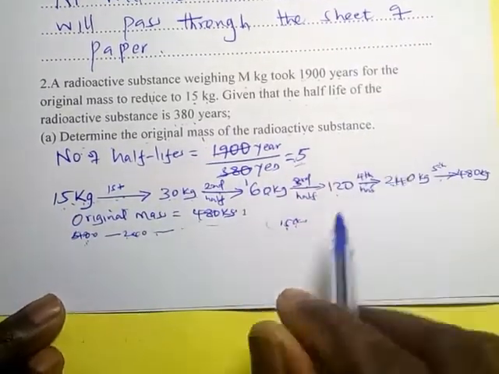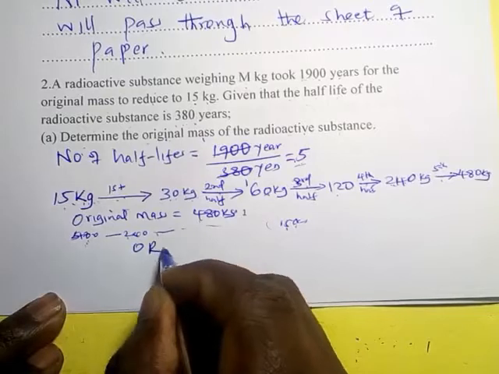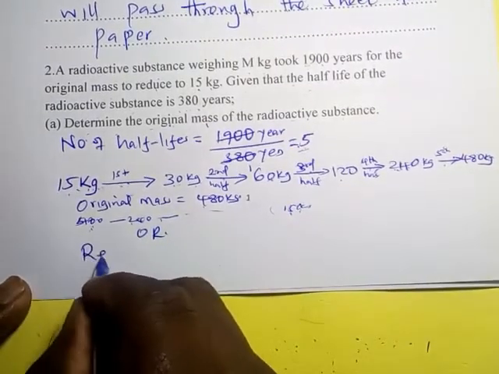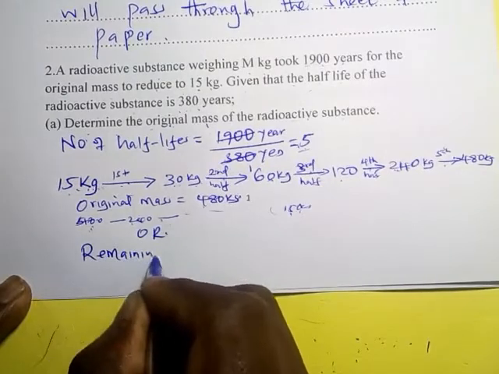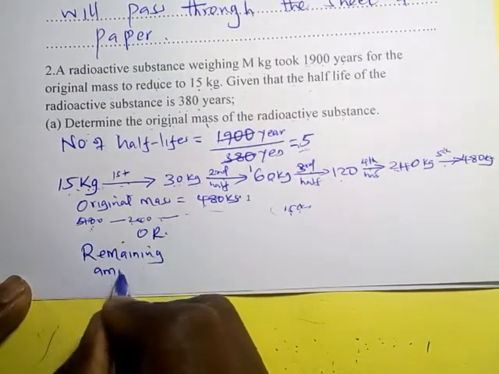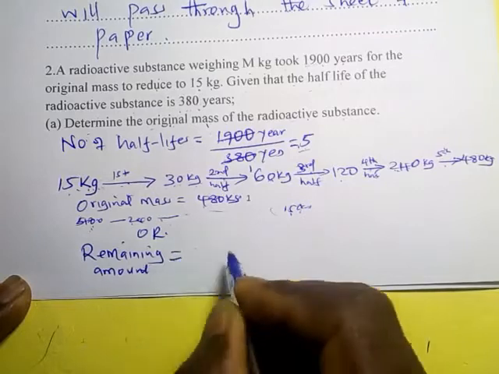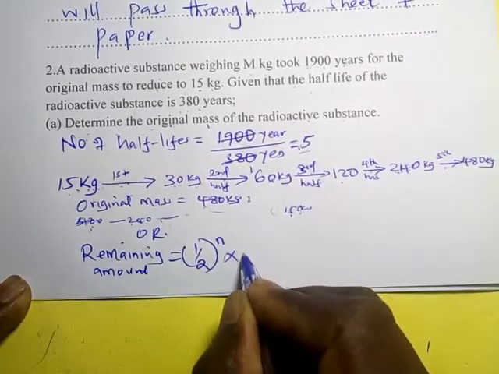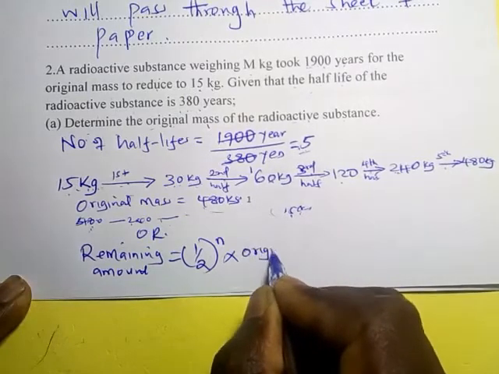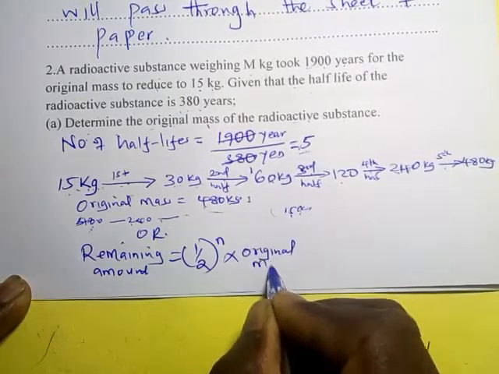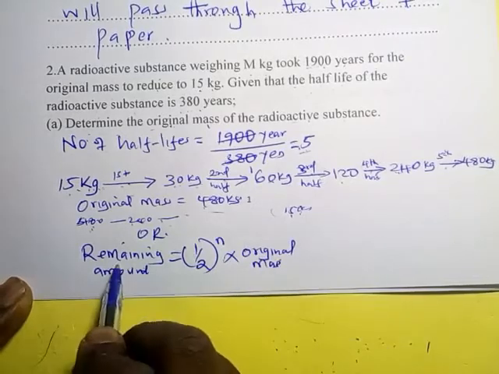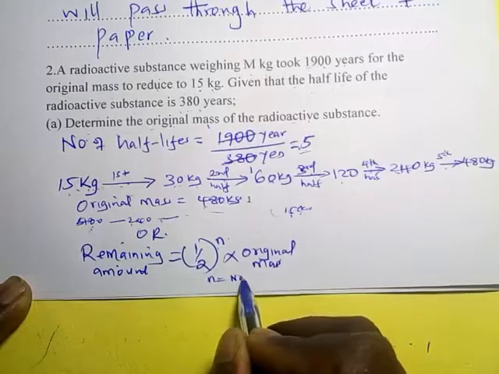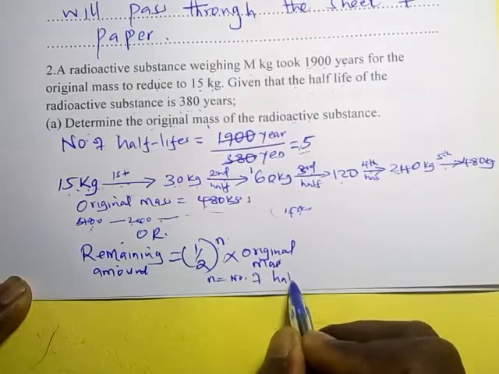But if that is difficult, let us use the formula. There is a formula that says that the remaining amount equals a half to the power n times the original amount, the original mass. So we have remaining equals (1/2)^n times original. What is n? n is the number of half-lives.